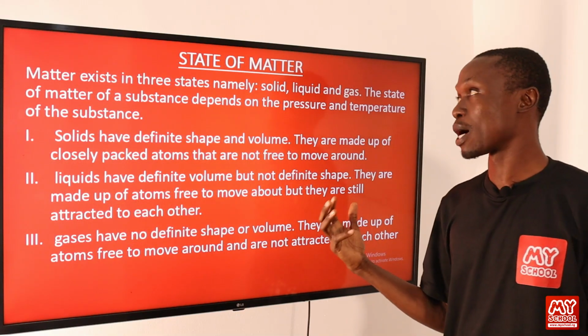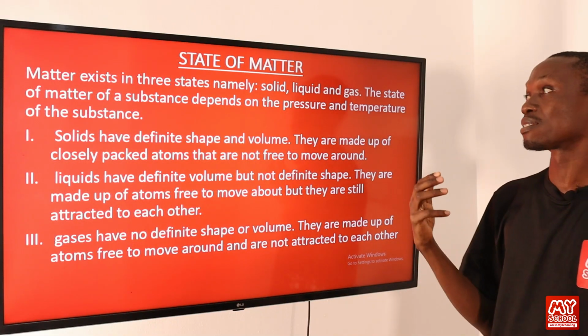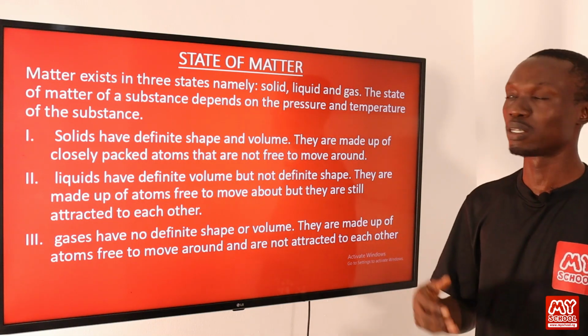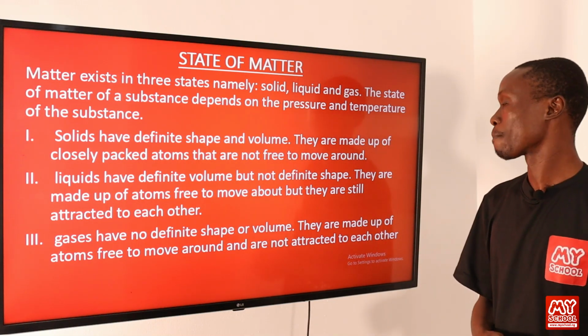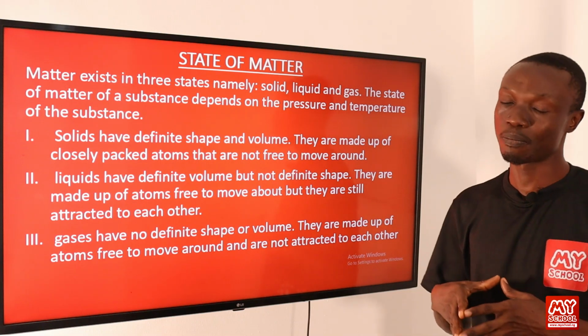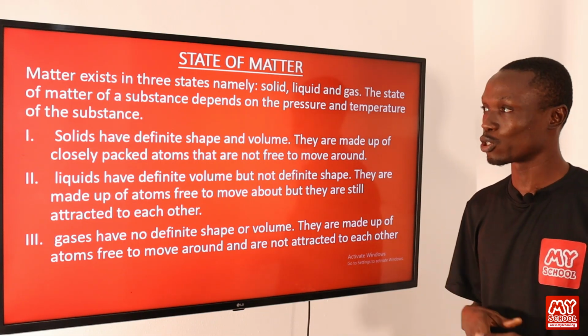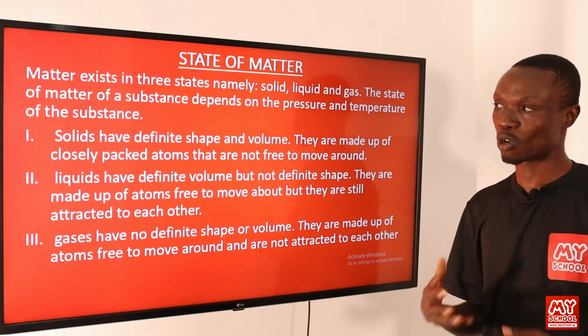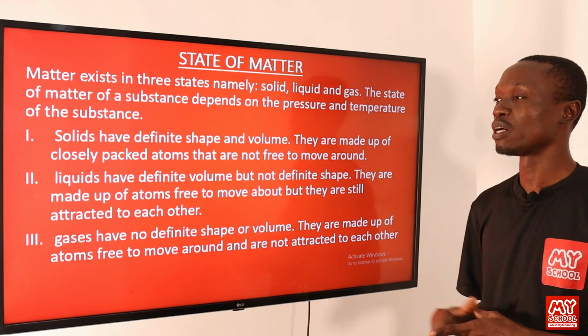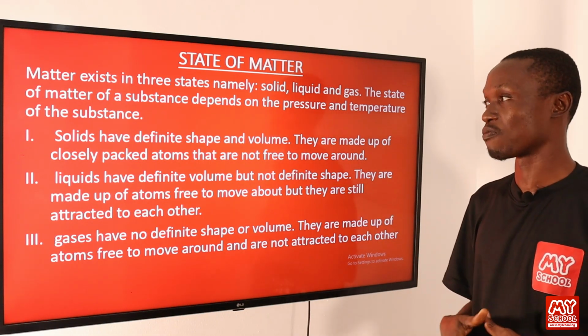So here we are going to be talking about the states of matter. Matter exists in 3 states, namely solid, liquid, and gas. The state of matter of a substance depends on the pressure and the temperature of the substance. So below we'll be describing these 3 states of matter one after the other.